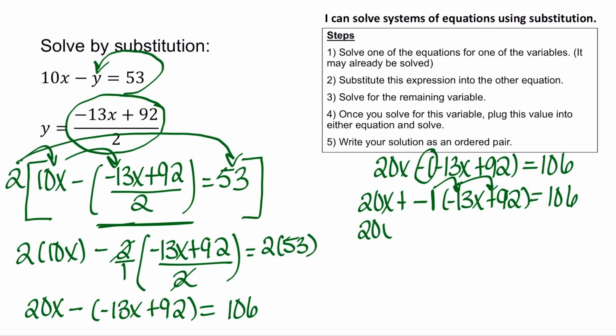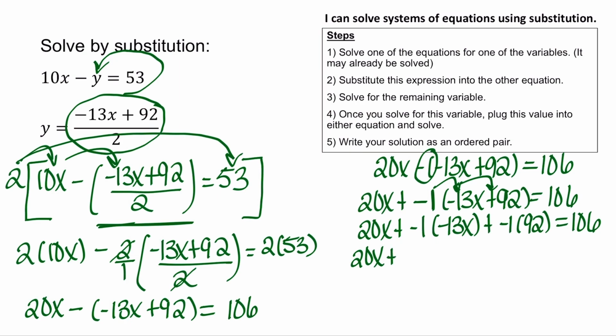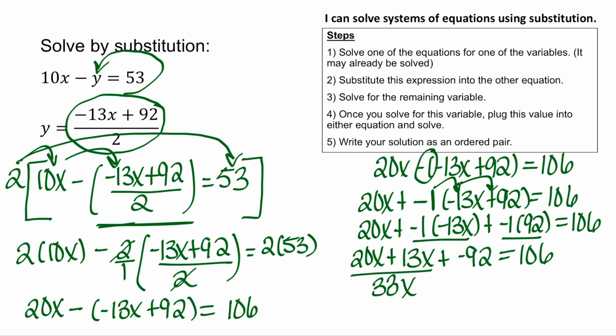So I have 20x plus negative 1 times negative 13x plus negative 1 times 92, and that equals 106. So now when we simplify, we get 20x plus negative 1 times negative 13x is just going to be positive 13x, plus negative 1 times 92 is going to be negative 92. That equals 106. So now the 20x plus 13x is going to give me the total of 33x. I have a plus negative that I'm going to go ahead and turn into a subtraction. So I have minus 92 equals 106.